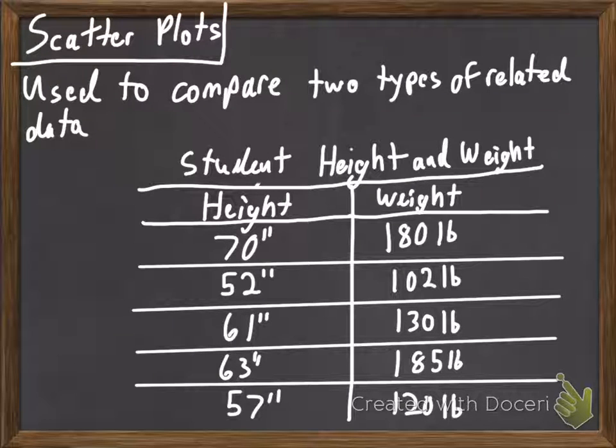So scatter plots. We use scatter plots to compare two types of related data. So here we have an example where we're looking at heights and weights. So height and weight, they're tied together. We're going to use scatter plots when we're doing things like that. Things that are, okay, someone's so tall, they weigh this much. So we're looking at one point, and then we're going to look at another data point that's related to it. So, someone who's 70 inches tall is 180 pounds, 52, 102. You can read the graph.